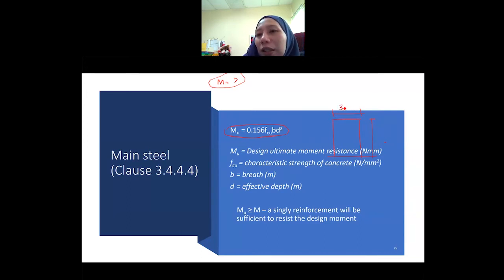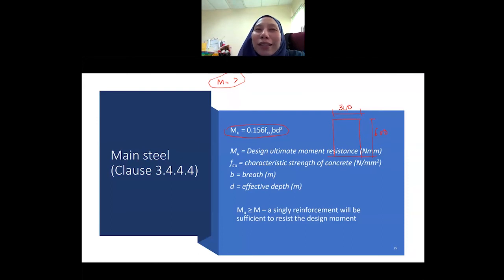Mungkin ini adalah 300. Mungkin ini adalah 600. So, ini size macam ni, B dengan D lah macam tu. And then FCU dia punya strength of concrete. So, it has nothing to do with the loading. Okay, so according to this formula, it is actually produced by the size of the beam. So, beam size macam ni boleh support moment banyak ni. Boleh resist moment banyak ni. Macam itulah contohnya.